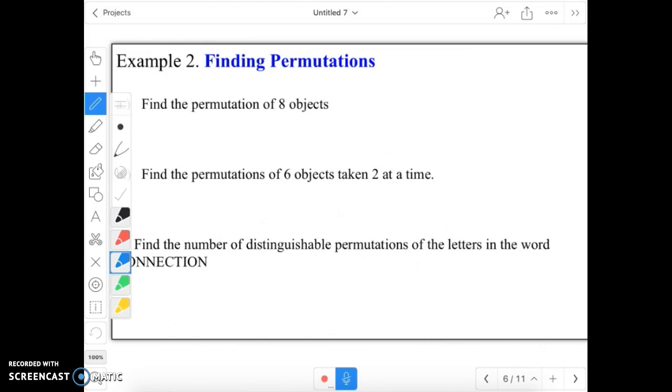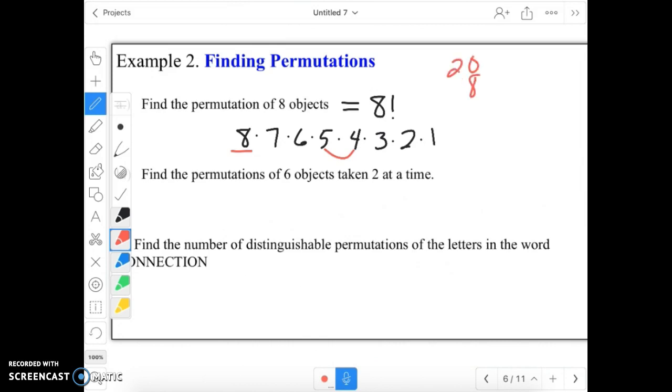So find the permutation of 8 objects. So because they don't tell us that they're taken r at a time or anything like that, that's just going to be 8 factorial. So 8 times 7 times 6 times 5 times 4 times 3 times 2 times 1. Now, I'm going to multiply these in a way that I can make it as easy on myself as I possibly can. So this is going to give me a 20, and I'll do 20 times 8 since that's my biggest number. So 20 times 8 will give me 160.